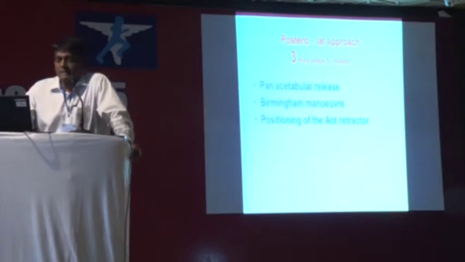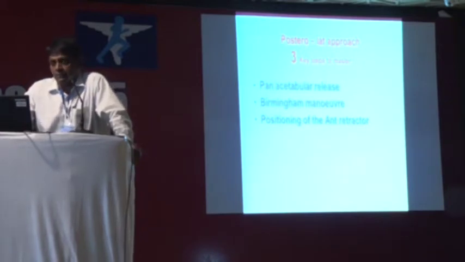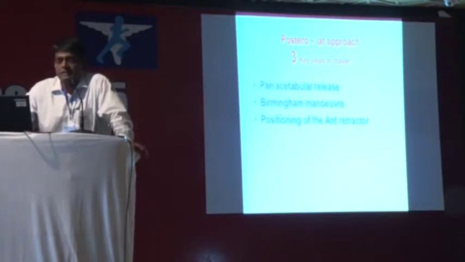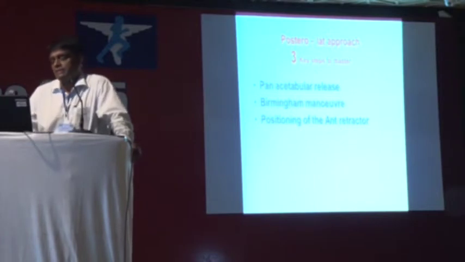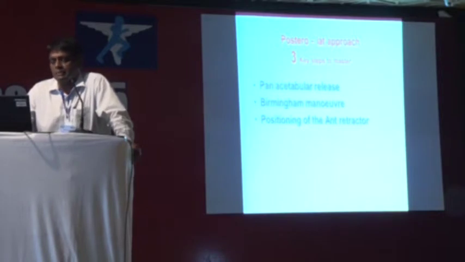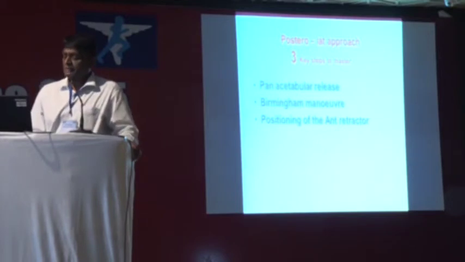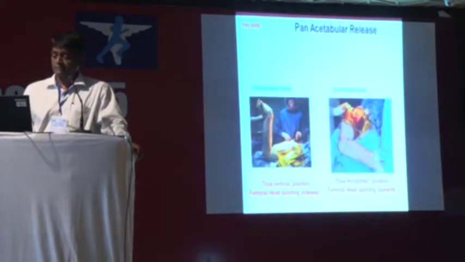What I want to emphasize in this talk today is that this is a posterolateral approach, which I'm sure is the approach that most of you will be doing. There are 3 key steps to master when you have a stiff hip. When you have a hip which is very easy to expose, that's different. But many of our hips have chronic pathologies, and we need to know this, and we try to show it on the diagram as well. So the 3 steps are the pan-acetabular release, the Birmingham maneuver, which I will show you, and the positioning of the anterior retractor. I think these are crucial.